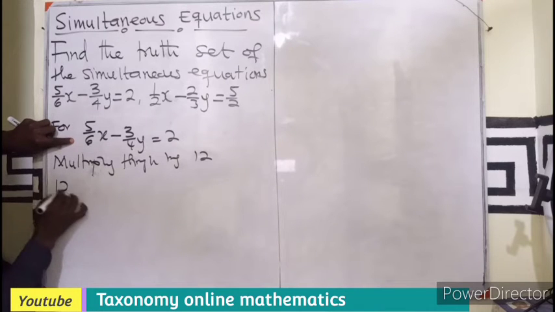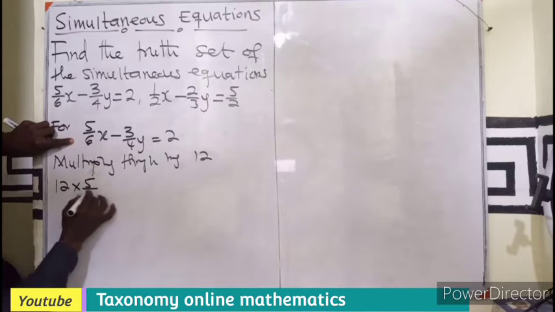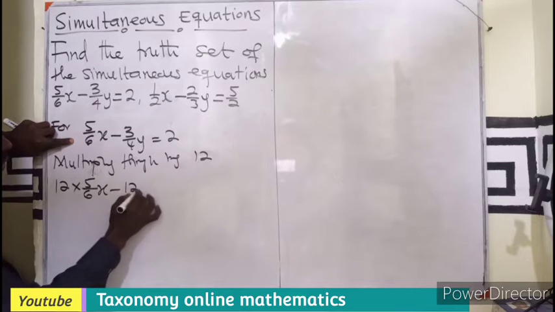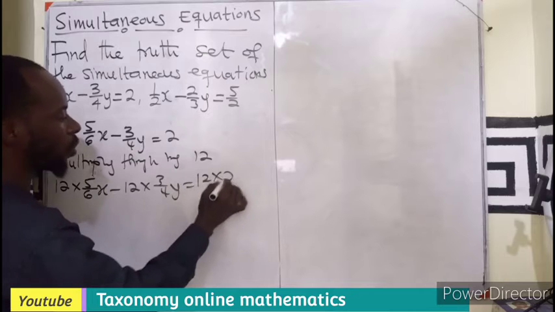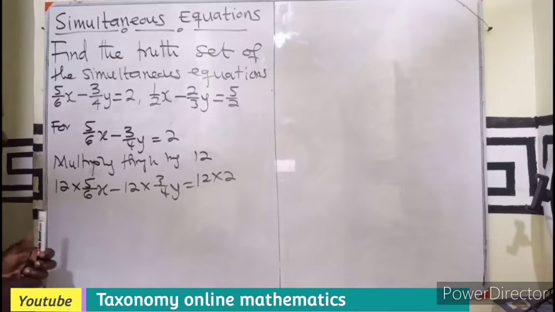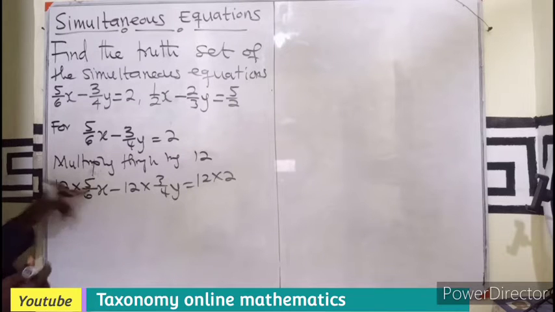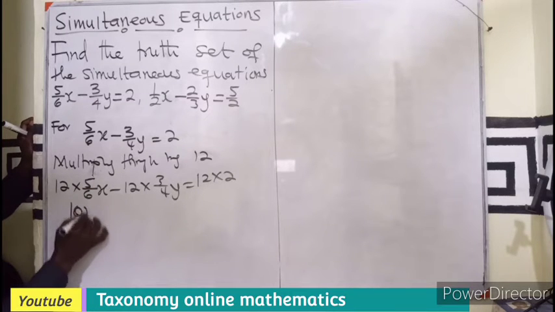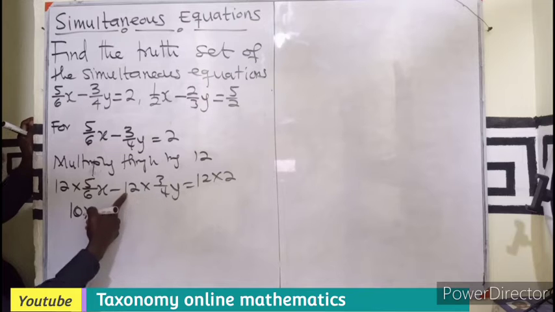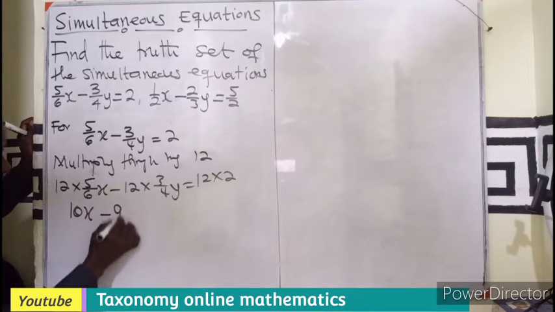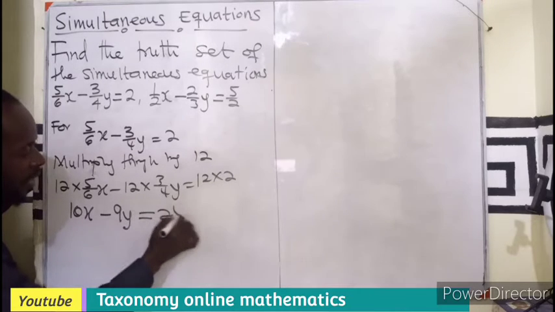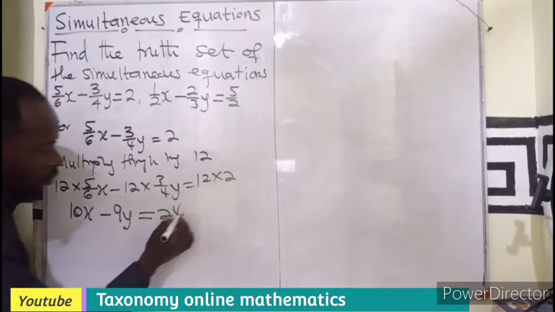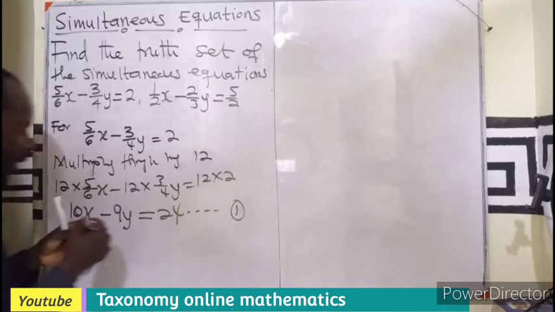That is going to be 12 times 5 over 6 x, 12 times 3 over 4 y, 12 times 2. So 6 will go into 12 2 times, 2 times 5 gives us 10x. 4 will also go into 12 3 times, 3 times 3 is 9y, then equals 24. This is linear, so we label that as our equation 1.